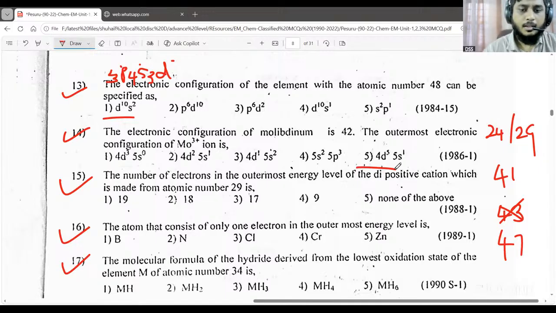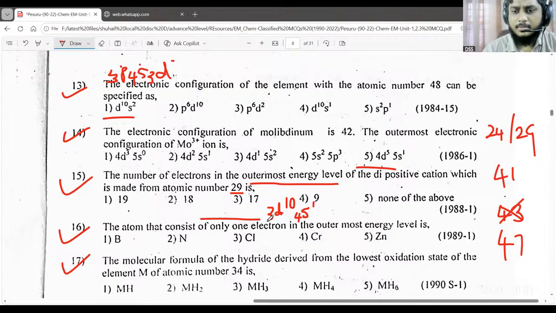The number of electrons in the outermost energy level of the di-positive cation made from atomic number 29. Di-positive means they should lose electrons. 29 is copper, so they are speaking of copper 2 plus. It loses 2 electrons. Copper's electronic configuration is S1 D10 type, which you write as 4S1 3D10.